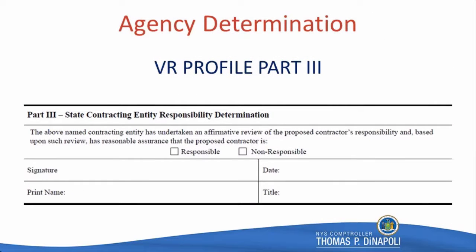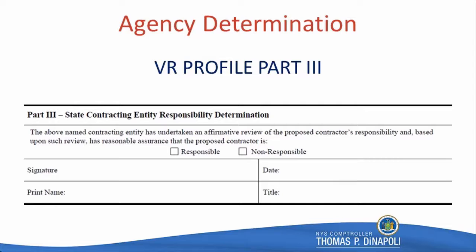When you have completed your VR review, fill out Part 3. Check the appropriate determination, sign, and date it. Make sure that the review date is current. If it's older than 90 days from OSC receipt, it may not be considered current. Make sure the person signing the profile is an authorized signer for your agency. This also applies to electronic signatures.